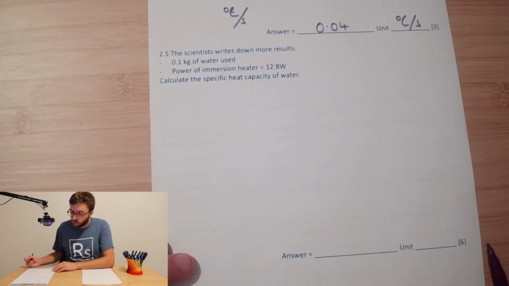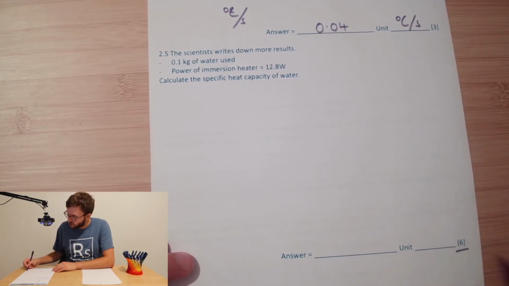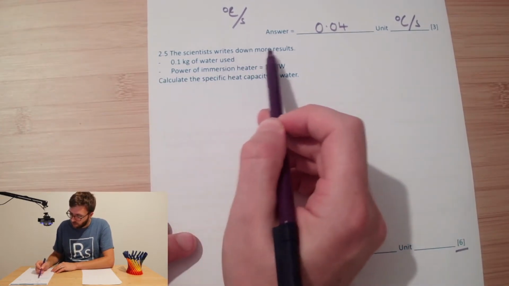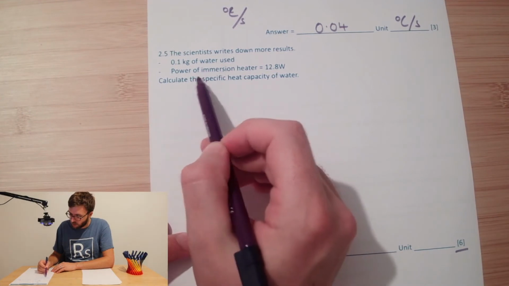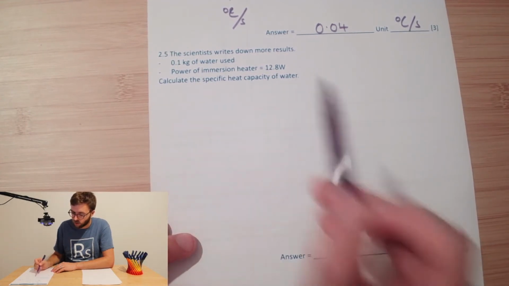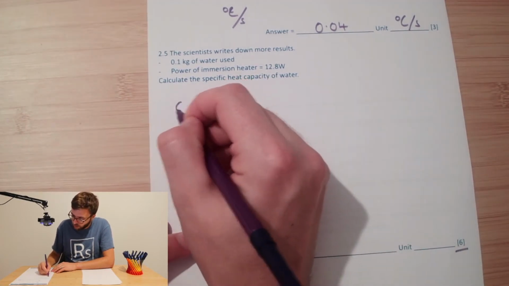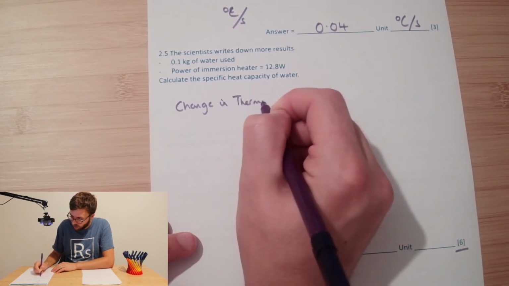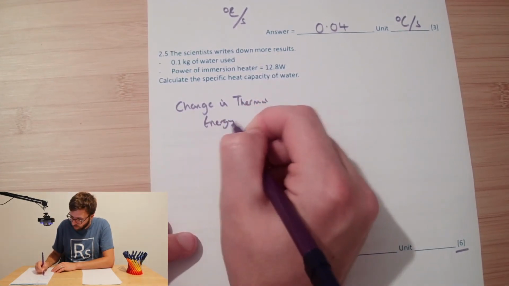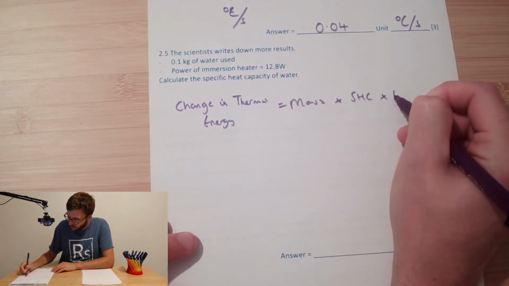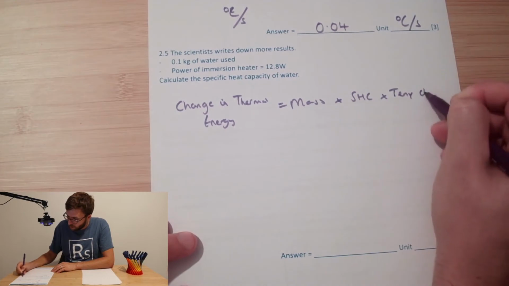Okay, so question 2.5 is an equation question worth 6 marks. This indicates to me that I'm going to need to use 2 equations to work out the answer. So the scientist writes down more results. It gives us the mass of water used and the power of the immersion heater, and we need to calculate the specific heat capacity of the water. Well, firstly, I'm going to think about the equation that I'm going to use, which is this one here, that the change in the thermal energy equals the mass multiplied by the specific heat capacity multiplied by the temperature change.